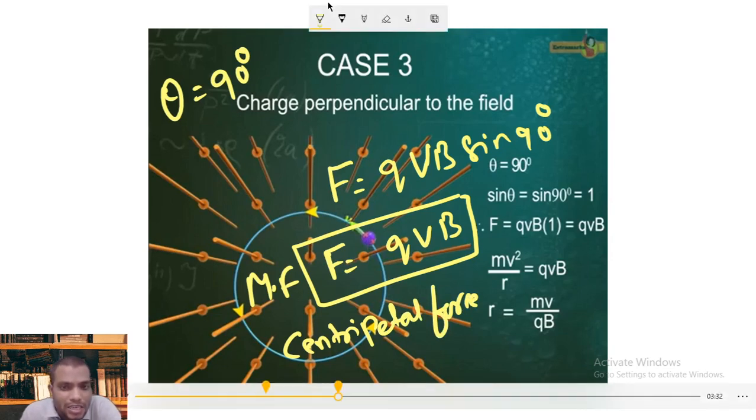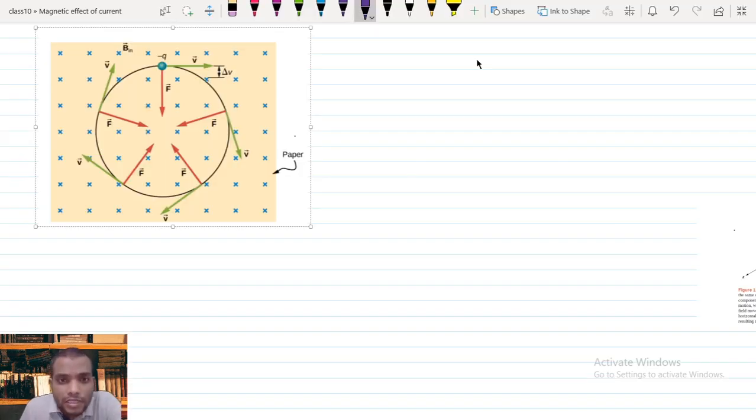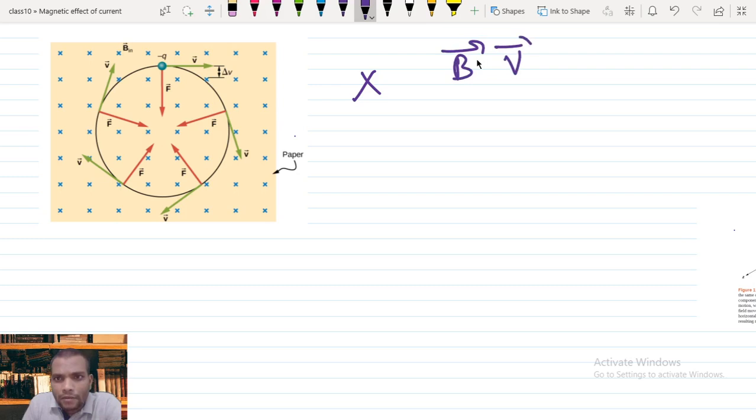So this situation comes when the charged particle enters a magnetic field at an angle of 90 degrees. If a charged particle enters a magnetic field, here you can take the diagram, the magnetic field is shown as a cross, so it means the magnetic field is going inside the screen, and the angle between B bar and V bar, the velocity of the charged particle, equals 90 degrees.